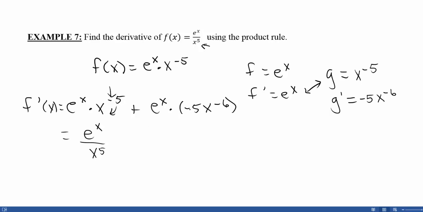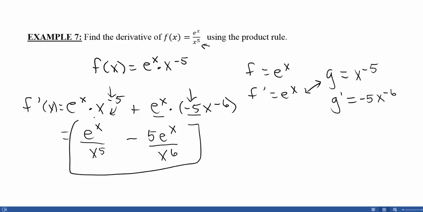The second term here, notice that I have a negative 5. I'm going to pull that to the front. So that's going to be minus 5e to the x. So there's my 5, there's my e to the x. And now my x to the negative 6, I'm going to put that down in the denominator and make it x to the positive 6. So now my first derivative looks like two quotients here, but we were able to find these using the product rule because we were able to bring the denominator up.